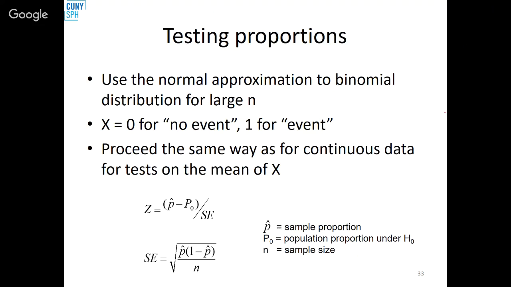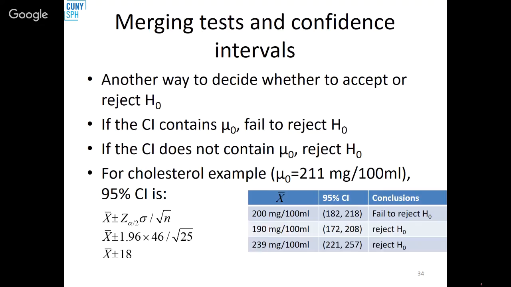We've covered this normal approximation to the binomial distribution, where you can calculate a z-value in the same way as with a continuous variable, just using the proportions. You can estimate a standard error also using your observed proportions, and then you can use these to perform a hypothesis test in the same way.